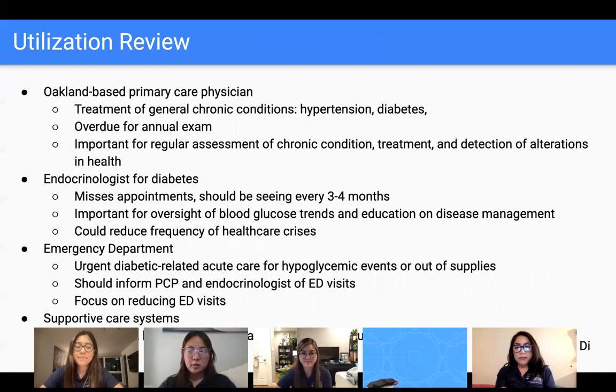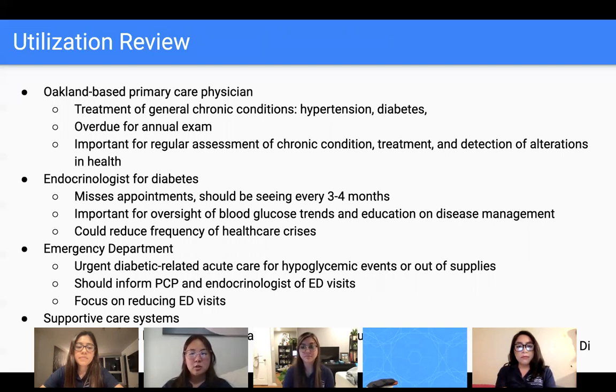In reviewing her utilization of the healthcare system, we found that she uses a primary care physician up in Oakland for the treatment of her chronic conditions, but she's overdue for an annual exam, and it's important for her to regularly attend these assessments so that they can detect any changes in her health.